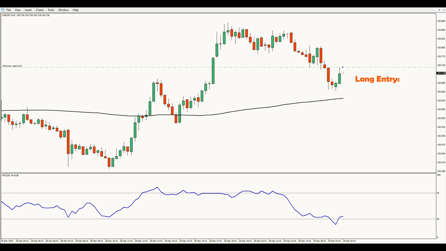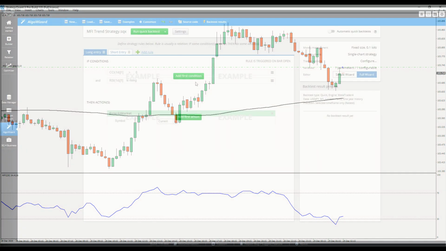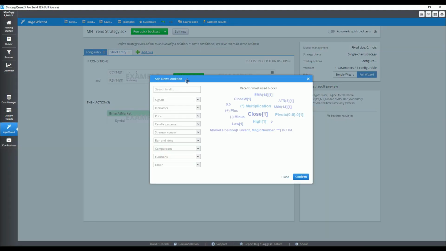Here are the long entry conditions for the 15-minute dollar-yen. Prices remain above the 100-period SMA, indicating the long-term trend is intact. We have the 20-period MFI crossing above 30, showing the market is exiting oversold conditions, and that the long-term trend is resuming. For price confirmation, I will enter on a buy stop placed at the previous high, which will be valid for 3 bars. Rules are symmetrical on the short side, where you wait for the MFI to cross below 70. I'll now program the strategy in AlgoWizard.